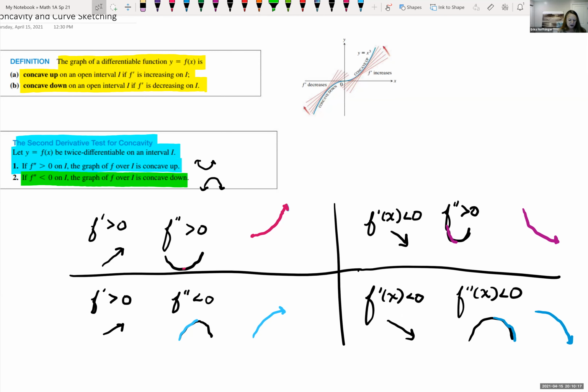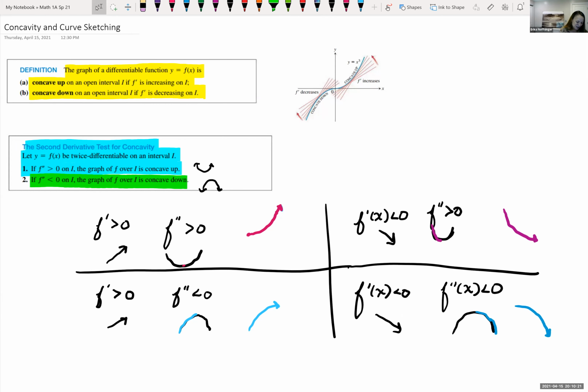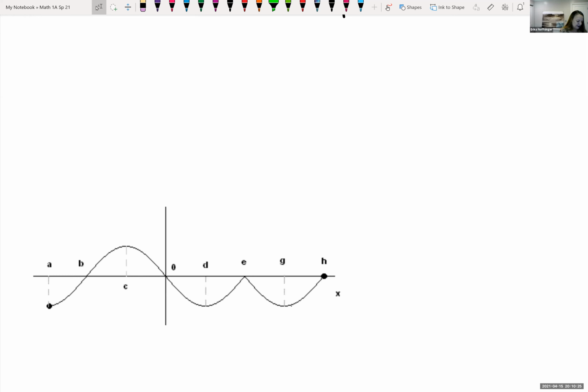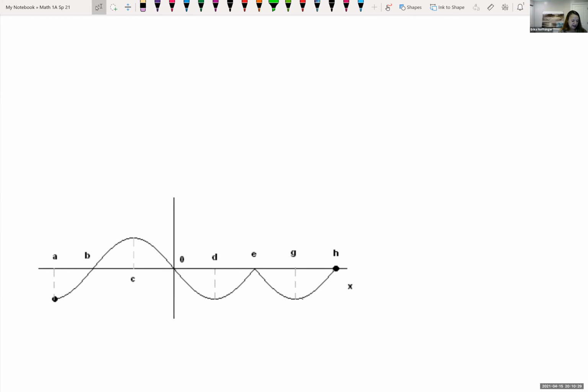But let me give you a couple more different definitions. And actually, before we did that, there was an example. So you should be able to look at a graph, and looking at the graph, give the intervals where it's concave up and concave down.